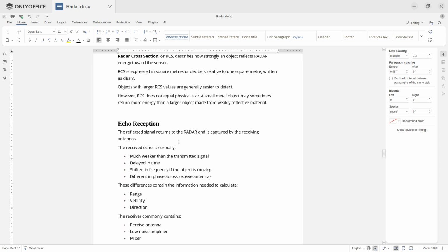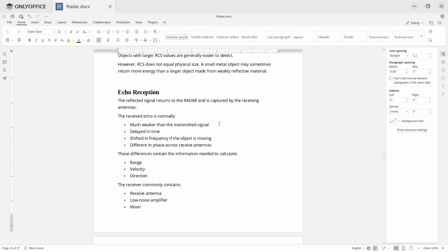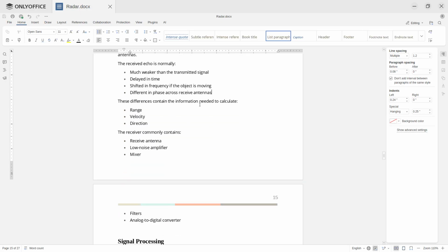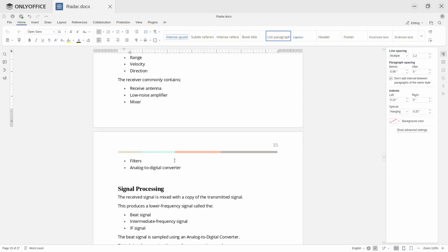Echo reception. The reflected signal returns to the radar and is captured by receiving antennas. The received echo is normally much weaker than the transmitted signal, delayed in time, shifted in frequency, and different in phase across different antennas. These differences contain information needed to calculate range, velocity, direction. The receiver commonly contains a receiver antenna, low noise amplifier, mixer, filters, and analog to digital converter.